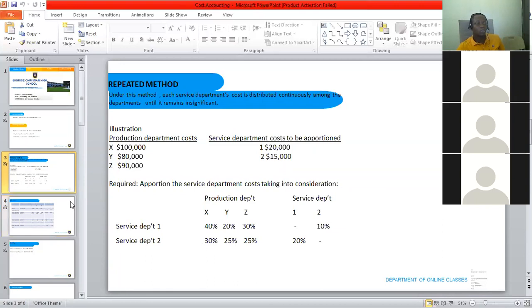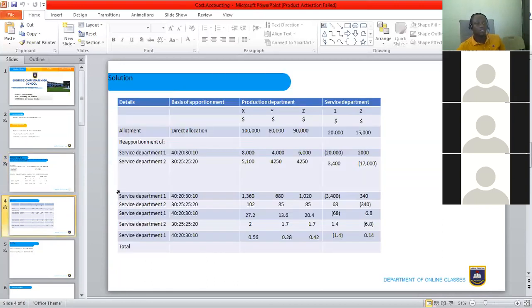Okay, let's go back to our solution. This is the solution. So for basis of apportionment, you just state the percentages: 30, 25, 25, 20. This is what you are using to do the sharing. So you must make it clear. So now, for production department X, it is going to be 30 over 100 times 17,000.